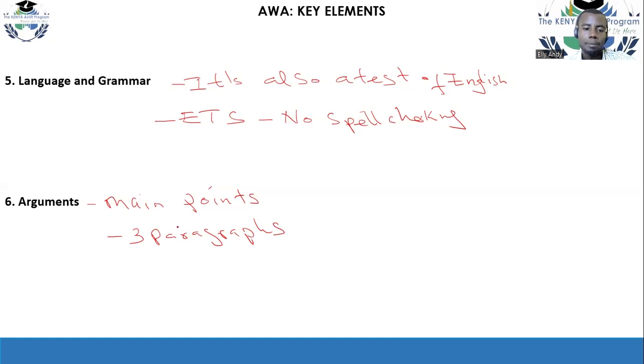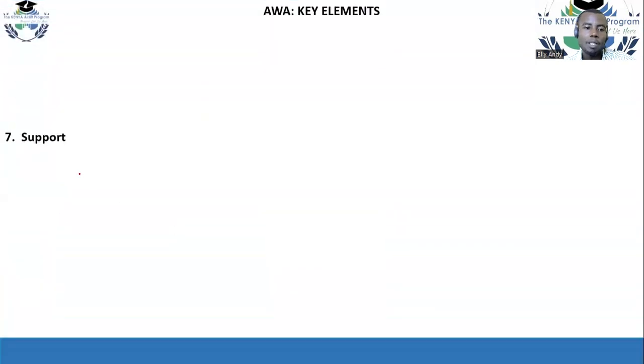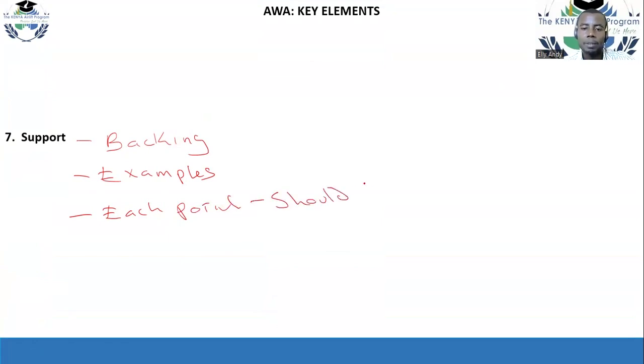Then lastly, don't forget about support for your essay. Support gives the backing for the points or the arguments. Support should mostly come in the form of examples. So for the analytical writing assessment, ensure that each point has an example. Each point is supported.